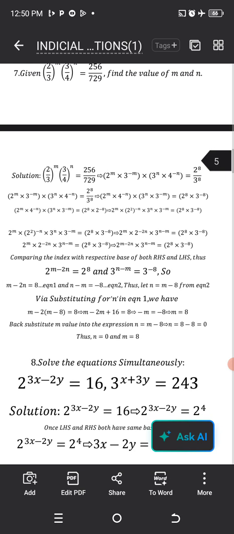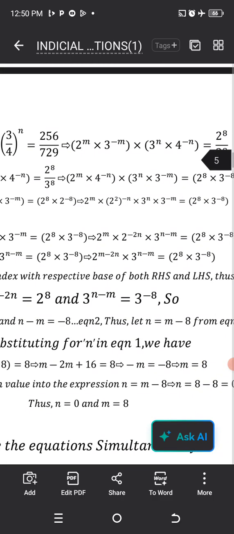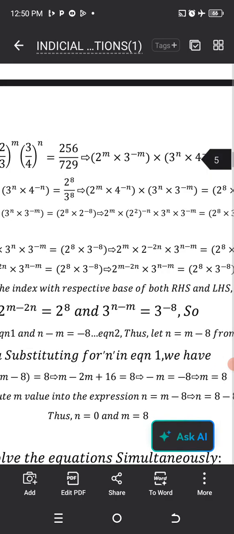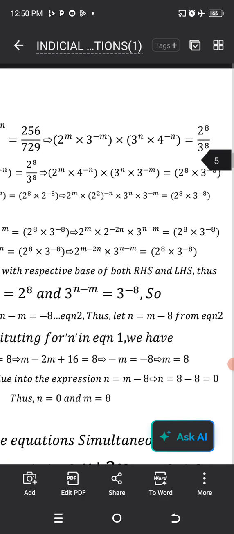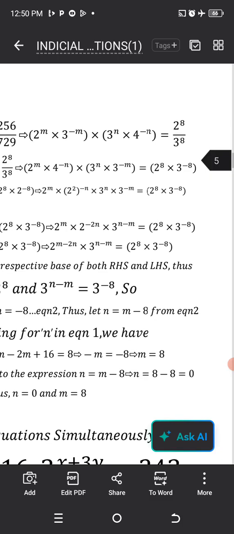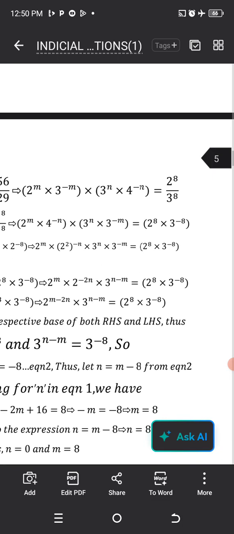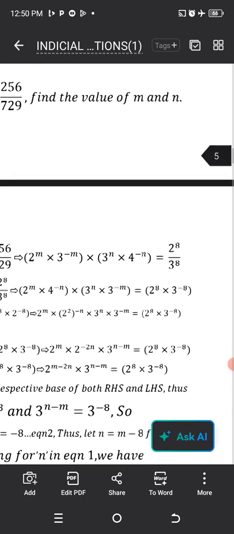Just apply the product law. Consider that the expression (2/3) all raised to power m has been written as 2^m multiplied by 3 raised to power minus m. That is the division law. The same thing has been done with (3/4) raised to power n, which is why you see the expression as 3^n multiplied by 4 raised to power minus n. Everything equals 2 raised to power 8 and 3 raised to power 8, the indices format for 256 divided by 729.